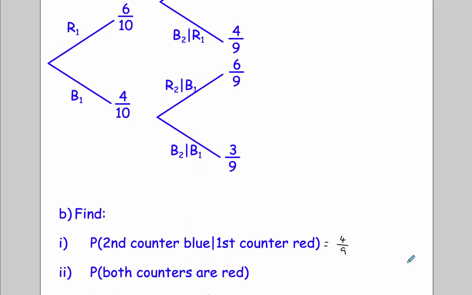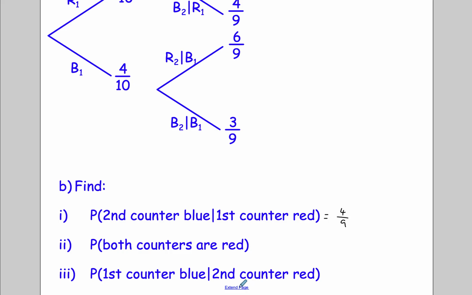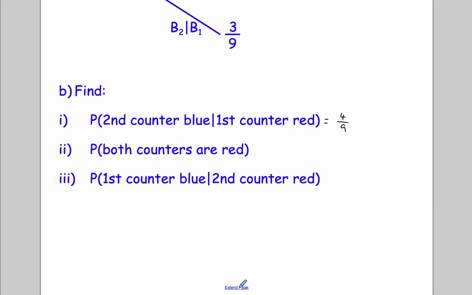Part 2 then asks for the probability that both counters were red. Now, to answer questions like this, you will have done these questions at GCSE. You may be thinking, yeah, it's just this and this. But I'm going to answer it using that formula that we've learned in lessons, just to solidify it and to be really, really thorough.